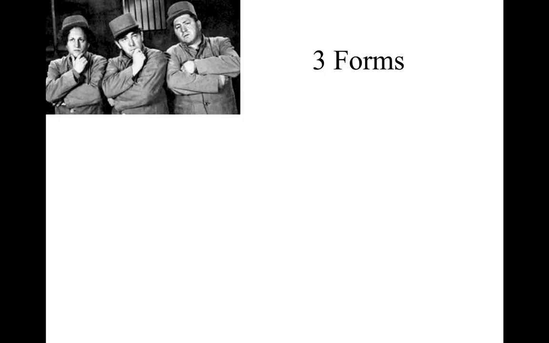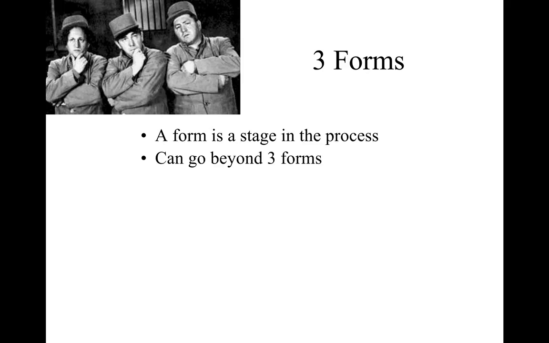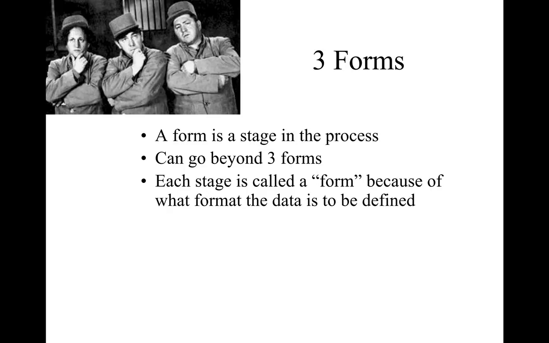Now there are three forms that we're going to talk about. There are more, but most organizations will at least go to the third normal form. A form is a stage in the process, meaning that each stage is called a form because of what the format of the data is defined in. Meaning that for each form, data is defined a little differently. You can go beyond the three, but I wouldn't worry about doing that. Make sure you at least know how to do the three.